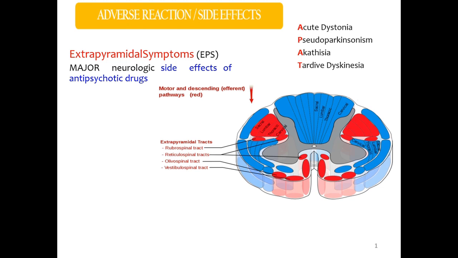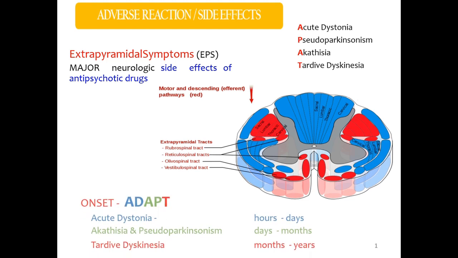And when speaking of EPS, I want you to remember this code, APAT. That's a Tagalog term for four. A stands for acute dystonia. P is pseudo-Parkinsonism. Another A is akathisia. And the fourth is tardive dyskinesia. Speaking of EPS, do not forget APAT.